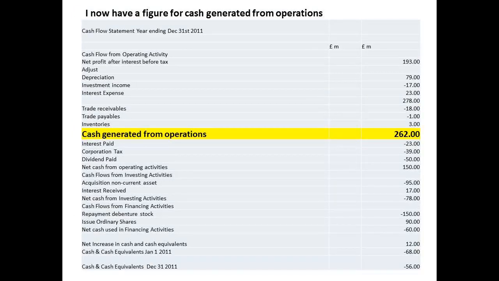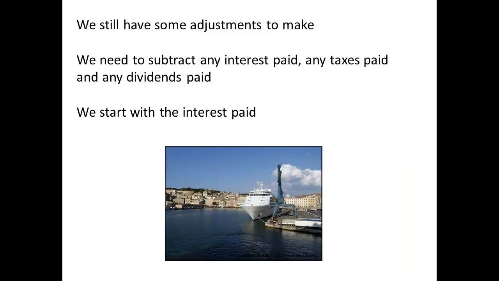I now have a figure for the cash generated from operations. In other words, I think I've identified all the inflows. But I still need to make some adjustments. I need to remove some outflows that were not related to operating activities. Interest paid, taxes paid, and dividends paid have all to be removed.